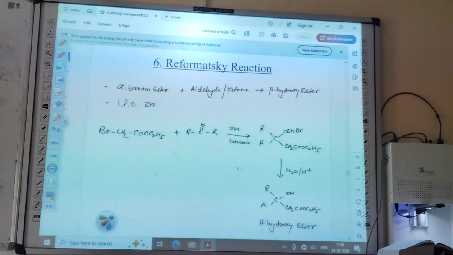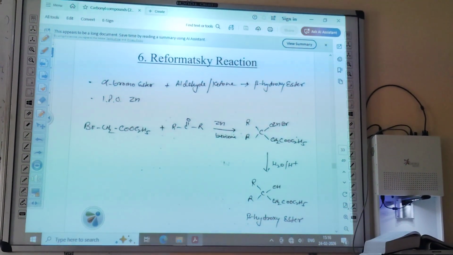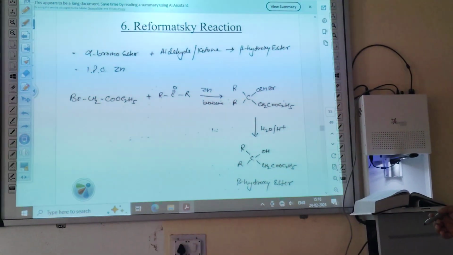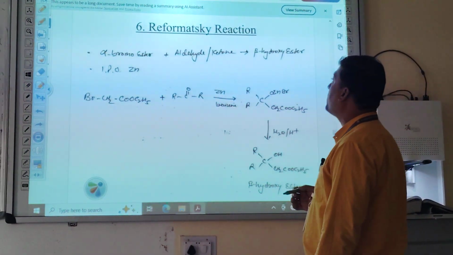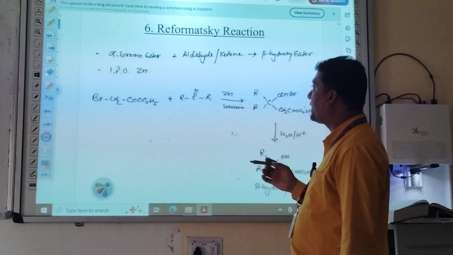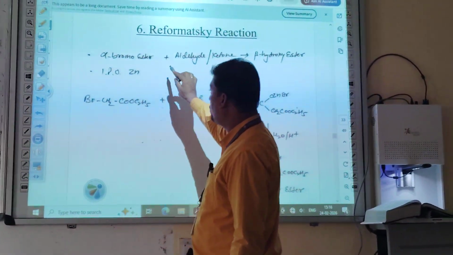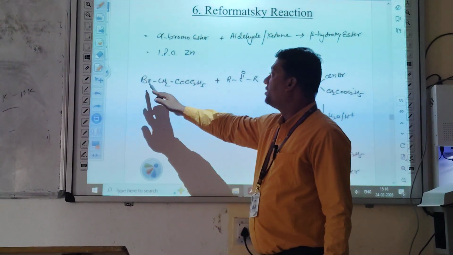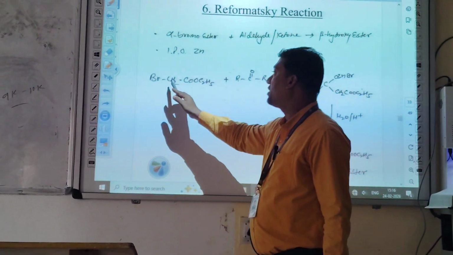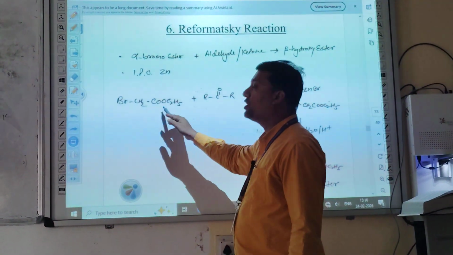Then number 6 is known as Reformatsky reaction. In the Reformatsky reaction, what happens? What are the reactants used? Alpha bromo ester. At the alpha carbon, the bromine is there. That's why it is known as alpha bromo. It is the ester molecule.